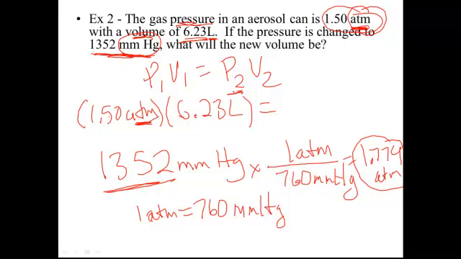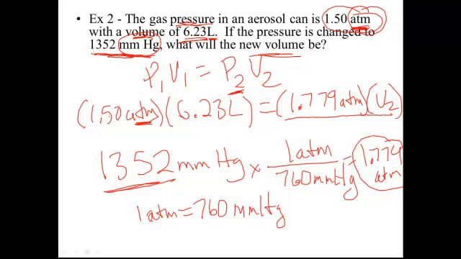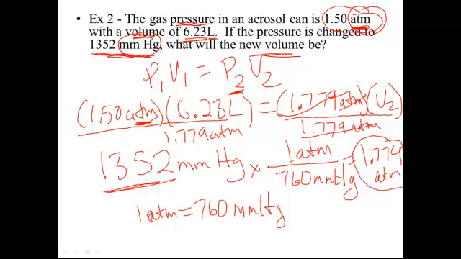So my final pressure is actually 1.779 atm, and then again they want to know the volume, so my V2 is my unknown value. So I've got to get V2 by itself, so I'm going to divide both sides by 1.779 atm. Here the whole thing cancels. Here the atmospheres will cancel.